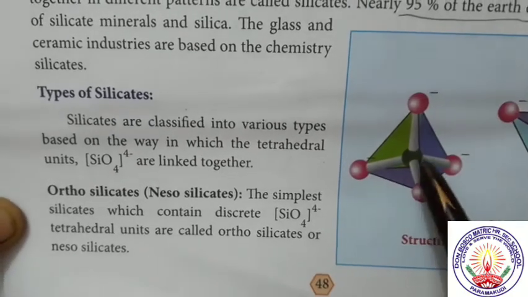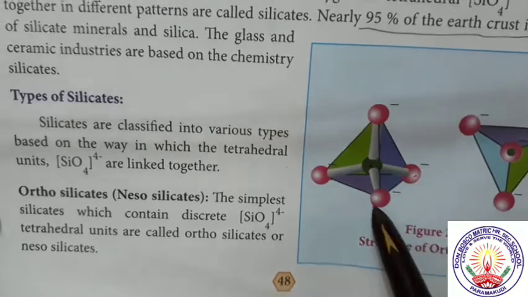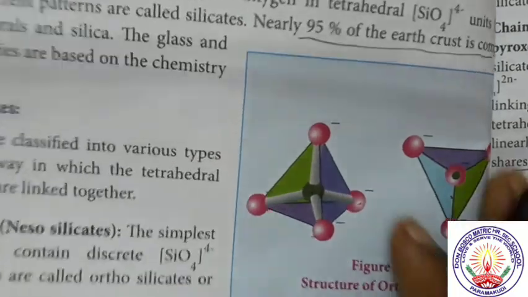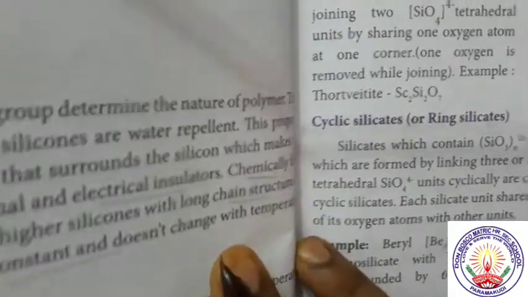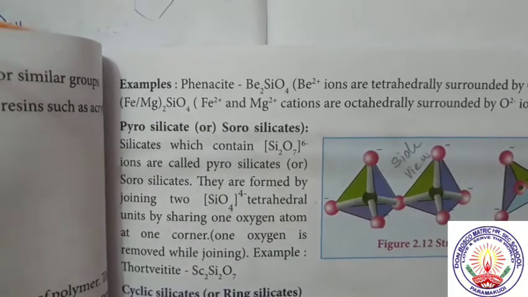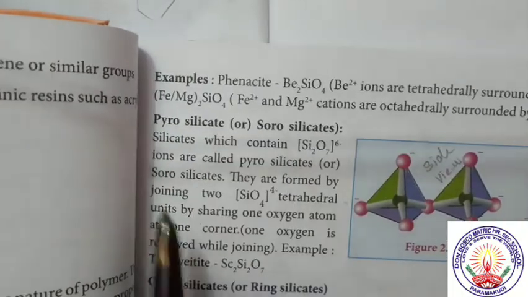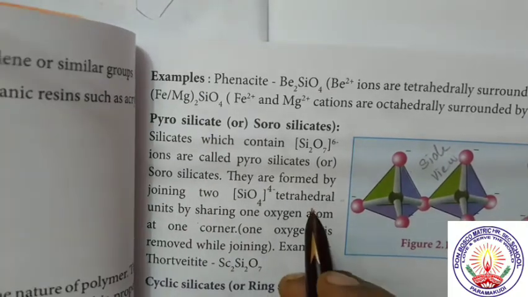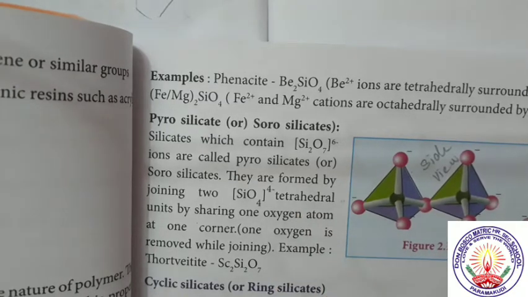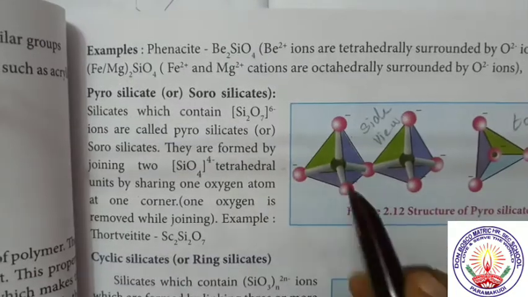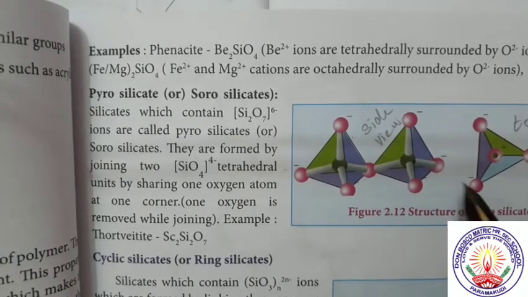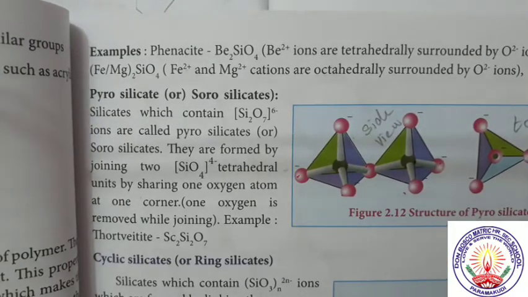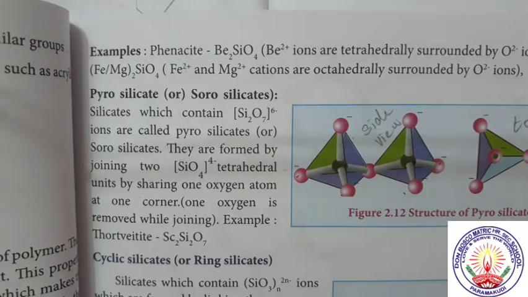See, this is one silicon Si and 4 oxygens. And this is the top view and this is the side view. Next type is pyrosilicates, also called sorosilicates. These pyrosilicates have 2 silicon and 7 oxygen. See, this is the 2 silicon and 7 oxygen, 1, 2, 3, 4, 5, 6, 7 oxygen they are having. And the examples are Tortueti.